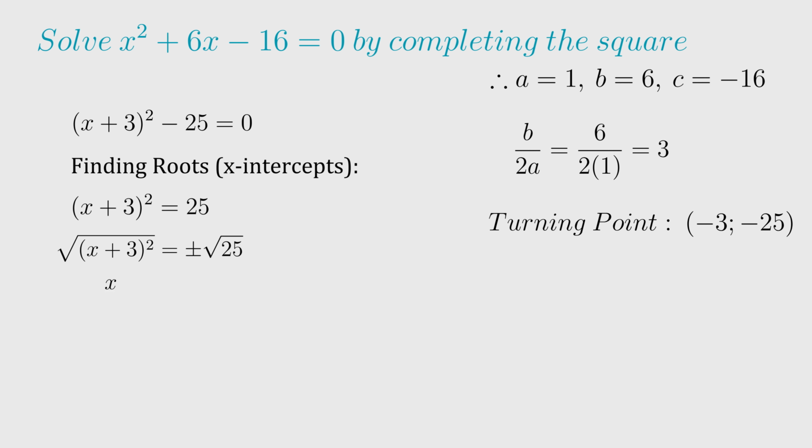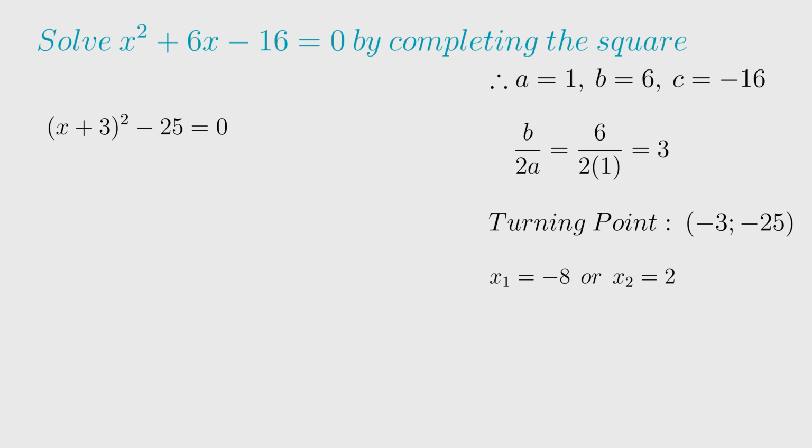Now you have x plus 3 equals plus or minus 5. Subtract 3 from both sides to take the 3 to the right hand side. Then you'll get x equals negative 3 plus or minus 5. So x can be negative 3 minus 5, or negative 3 plus 5, which results in x1 equals negative 8 and x2 equals 2. We have successfully gotten the turning point and the roots of the equation.